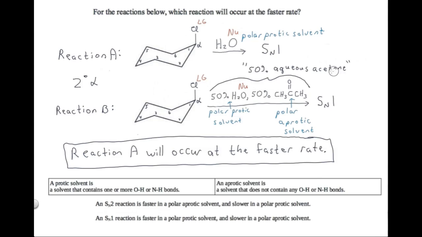By the way, you might sometimes see this mixture of 50% water and 50% acetone described in words as 50% aqueous acetone. Do you see why 50% aqueous acetone is the same as this mixture? The word aqueous refers to water, and of course acetone refers to acetone. So 50% aqueous acetone means 50% water and 50% acetone. So this combination of solvents could be described this way or this way.